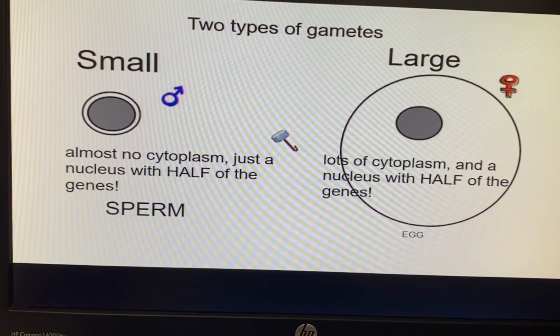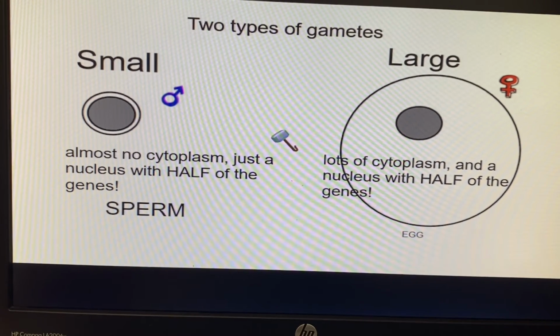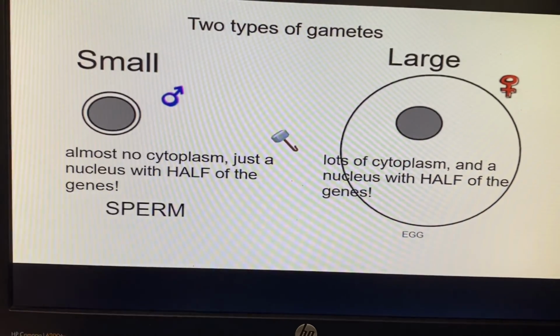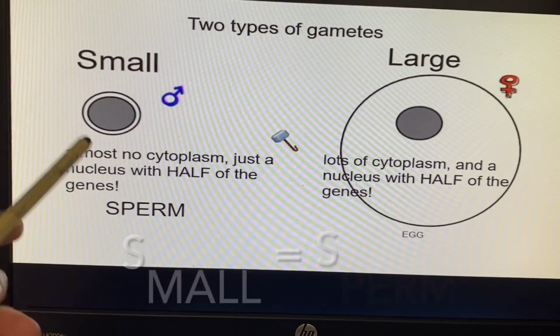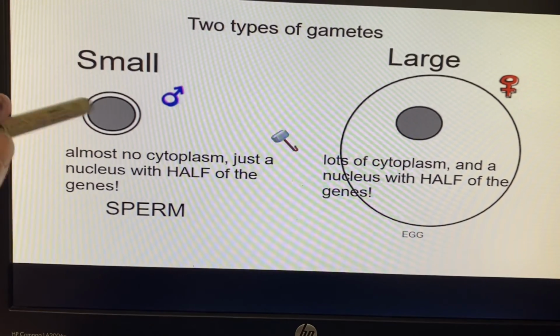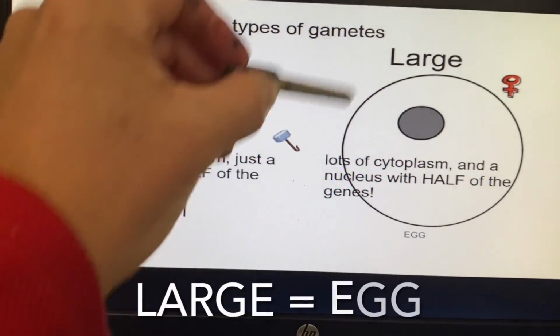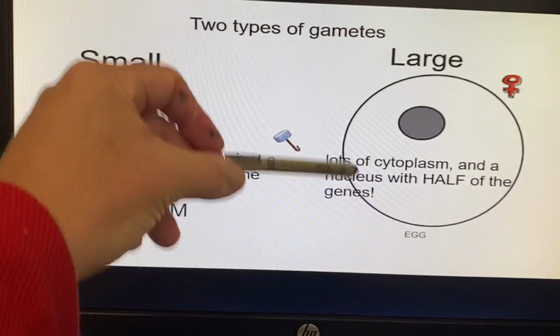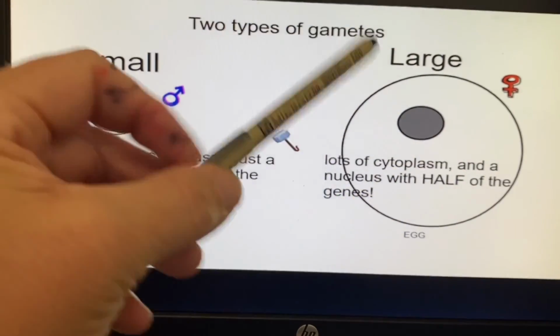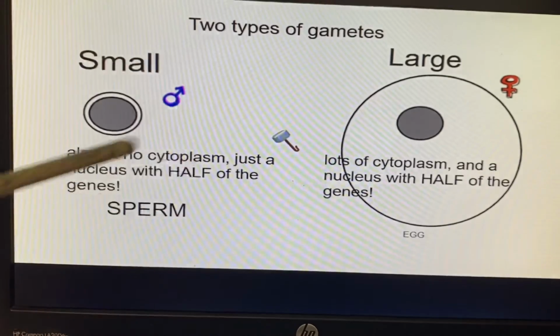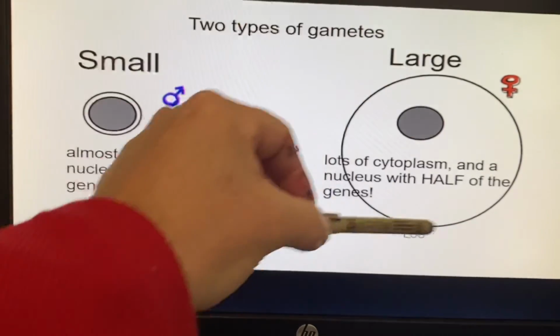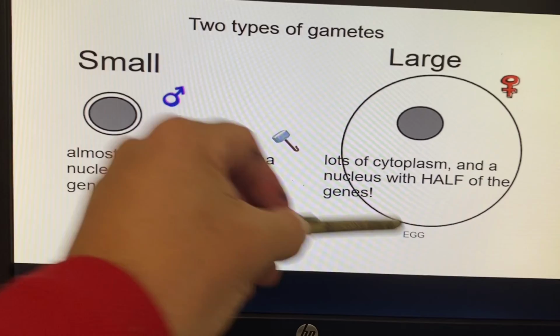Now, for most reproductive organisms, gamete size doesn't matter. But for a lot, there are two different types of gametes: the small ones and the large ones. Small gametes we usually call sperm. How do you know if it's a sperm? It basically just has a nucleus. Sperm cell: nucleus, small. Large gametes have a nucleus, but also all of the cytoplasm, tons of mitochondria, Golgi, endoplasmic reticulum, ribosomes and so on. If you have a gamete that's large, we call that an egg.